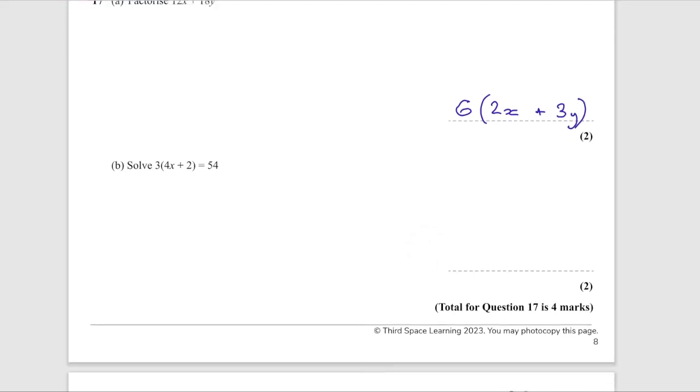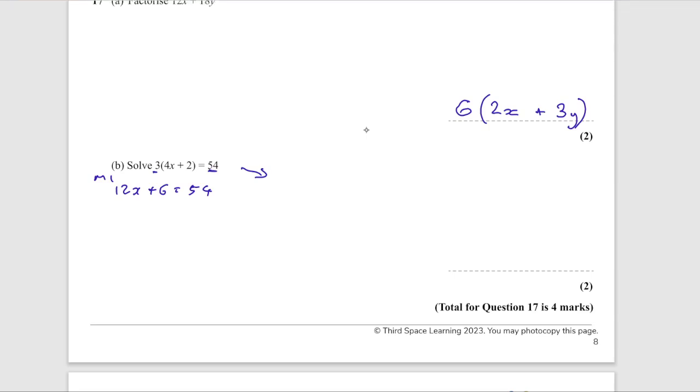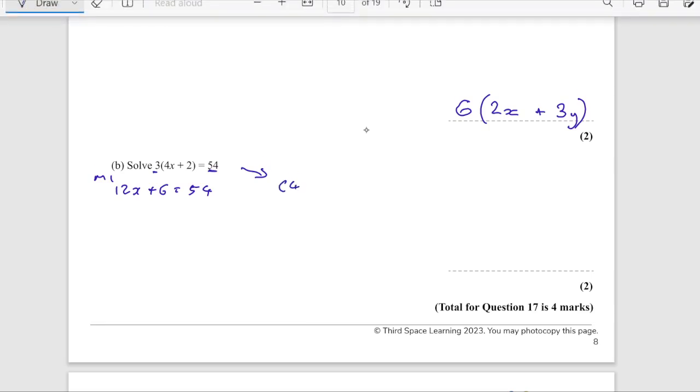Okay, so solve. For this, where I can, I always do this. I could expand the brackets, that would be absolutely fine. So I could say that 12x plus 6 is equal to 54. That's absolutely fine. I tend to, though, where I can, if 3 is a factor of 54, divide by 3 first of all. So that would give me 4. I don't need the brackets.